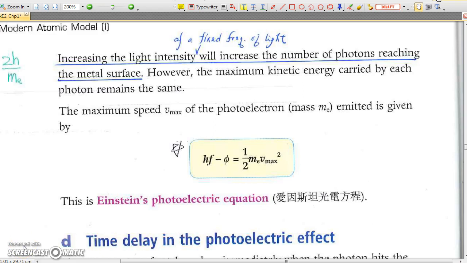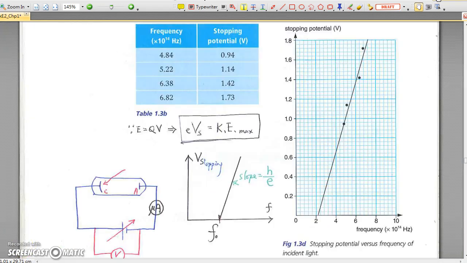So the experiment is used to verify the Einstein photoelectric equation. So by measuring the frequency of the incident EM wave and the corresponding stopping potential, then we may be able to plot a graph of stopping potential against frequency. And you can see this is a straight line. And you know why?